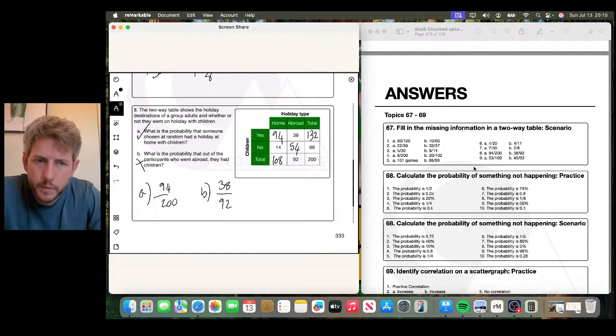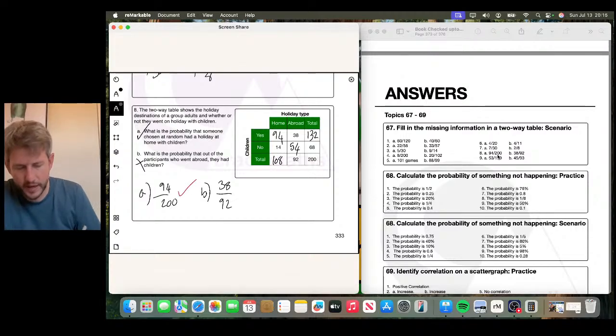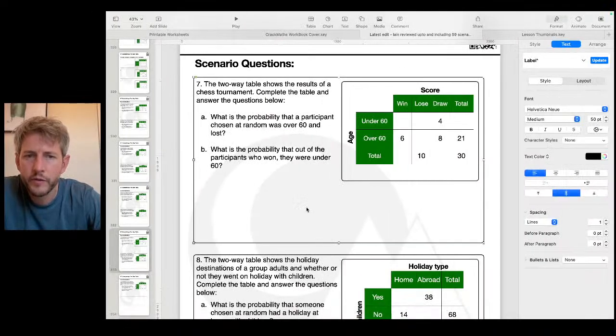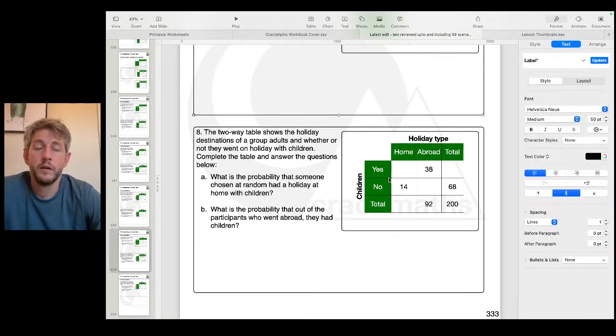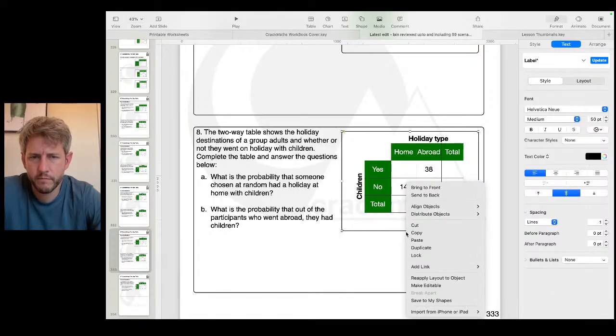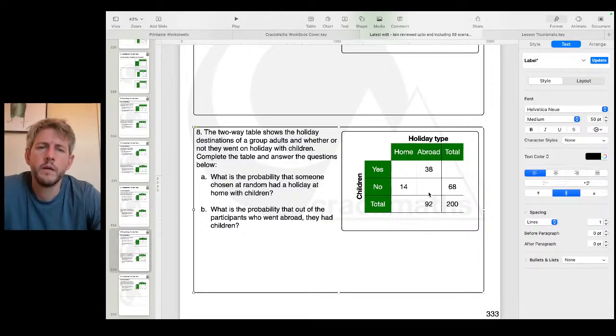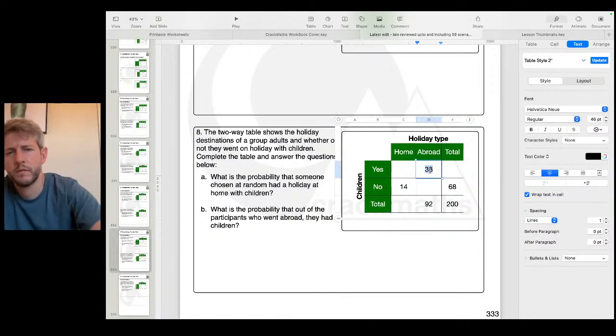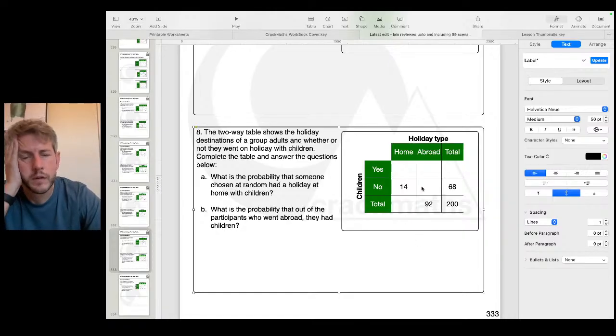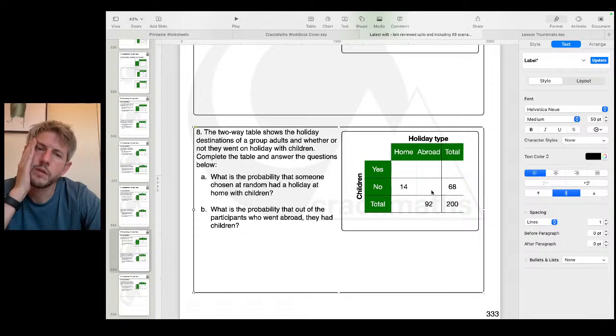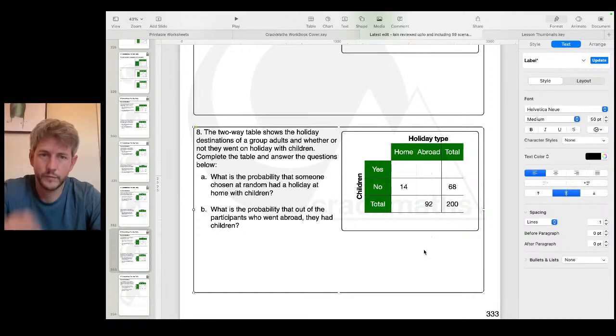Okay, here we go. Question 8. 94 out of 200. Yep. 38 out of 92. But the second one we can do too easily. 38 out of 92. Can we just get rid of the 38? Right, I can work out this. I can work out this. And I can work out that. Yep. Fine.